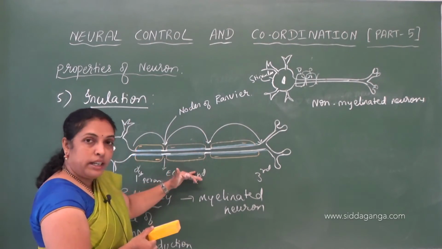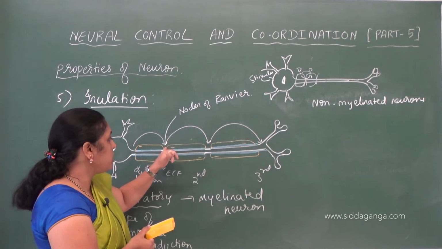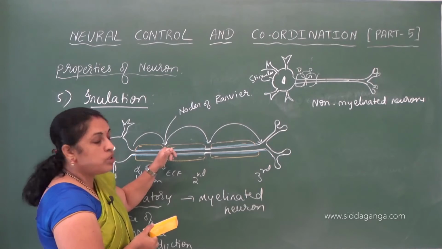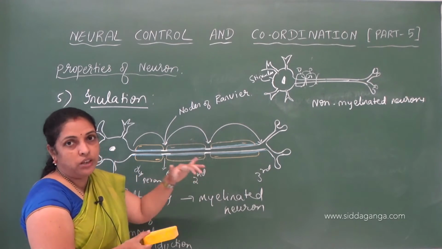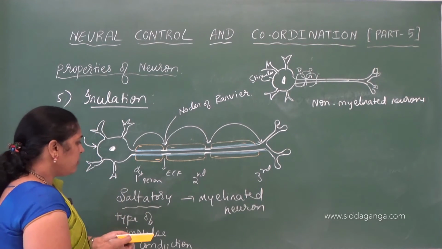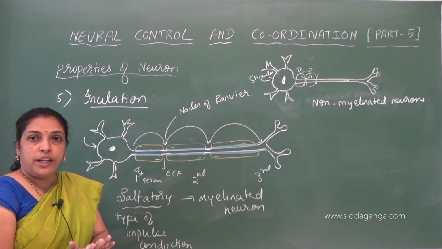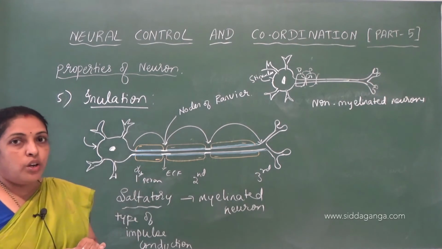So in myelinated neurons, jumping of action potential or jumping of nerve impulse takes place from one node of Ranvier to another node of Ranvier. That mainly helps in faster rate of conduction. So that is the difference between conduction in myelinated and non-myelinated nerve fibers or neurons.